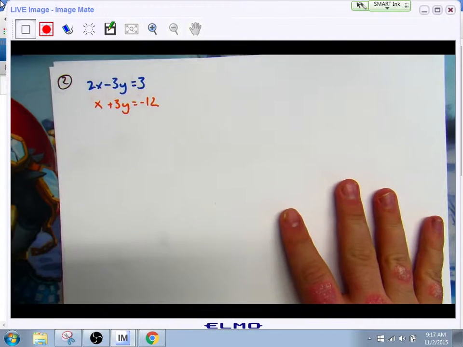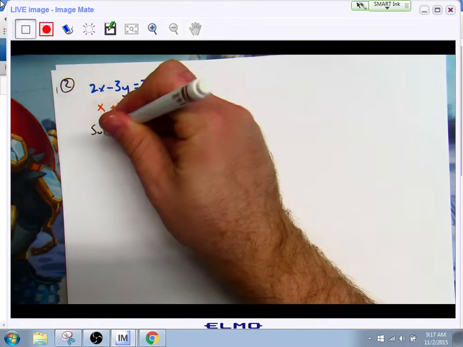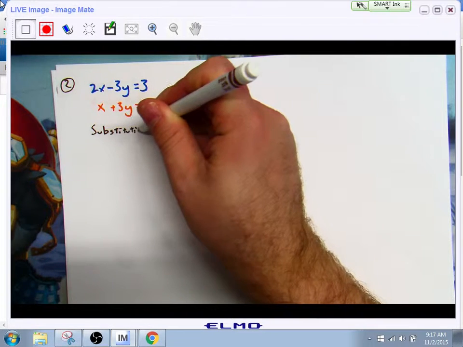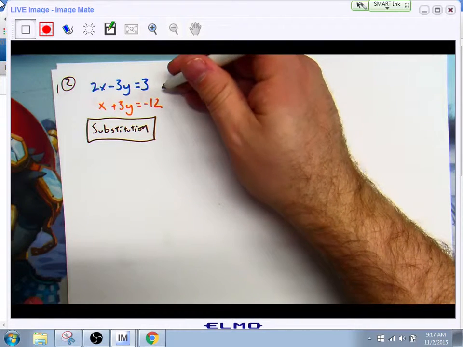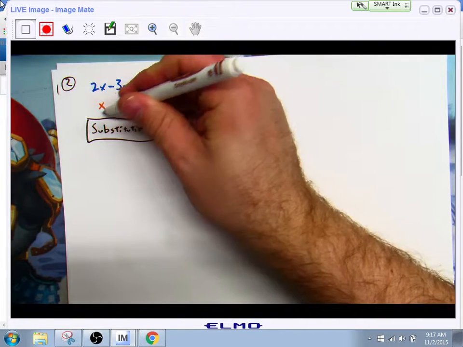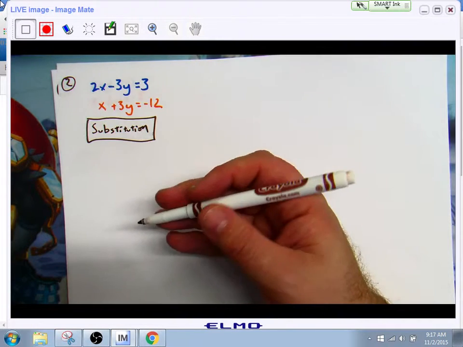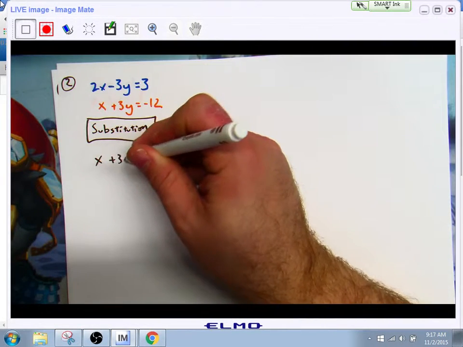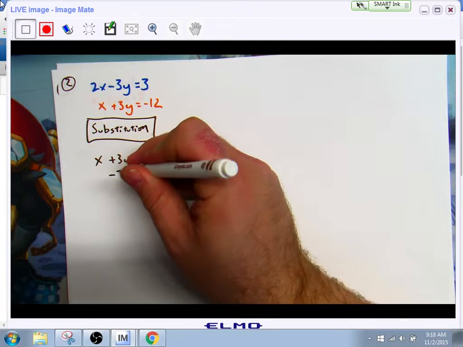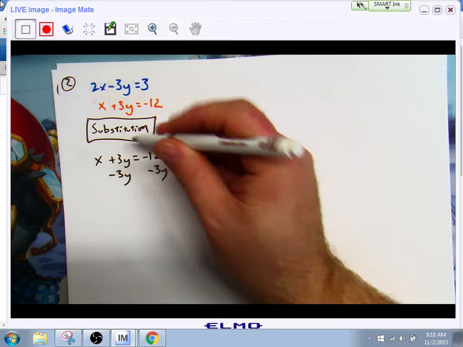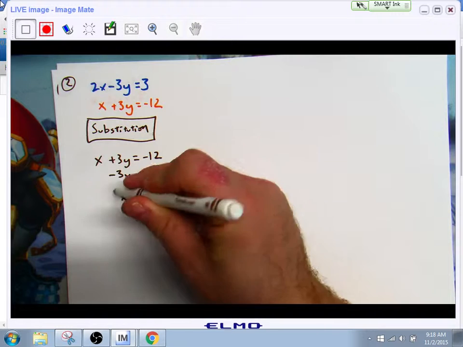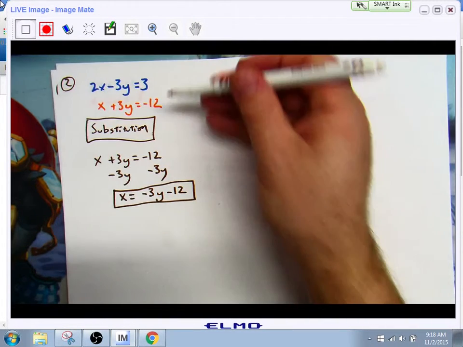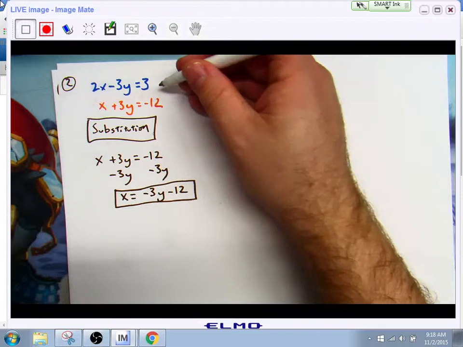All right, number 2. Let's try this one again. Let's do substitution. When I'm looking at this one for substitution, my orange looks like the easiest because there's an x with just a 1 coefficient, so I'm going to manipulate that equation first. So I have x plus 3y equals negative 12. I'm going to get x by itself by subtracting 3y from both sides. So I have x equals negative 3y minus 12. Awesome. Now I'm going to take that. I manipulated the orange equation, so I have to put that into the blue equation.